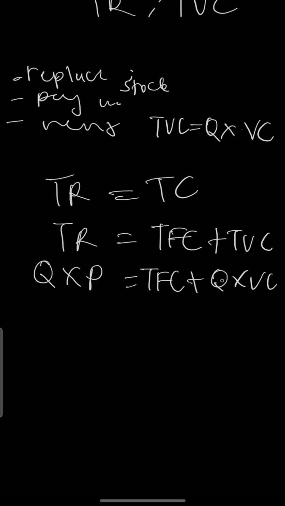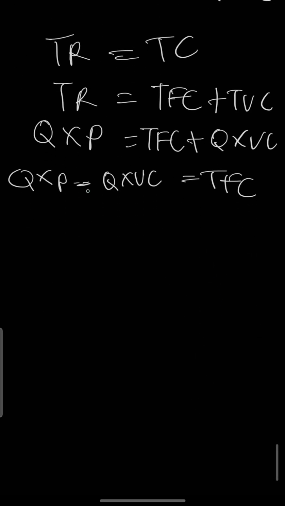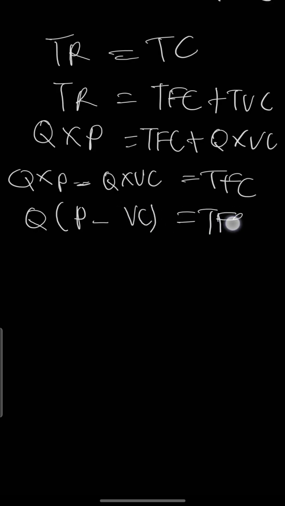So now we want to bring this quantity on the same side. So we bring it this side. So Q times P minus Q times VC is equal to TFC. Are you following? So the common term is Q. We pull out Q, what remains? P minus VC is equal to total fixed costs.